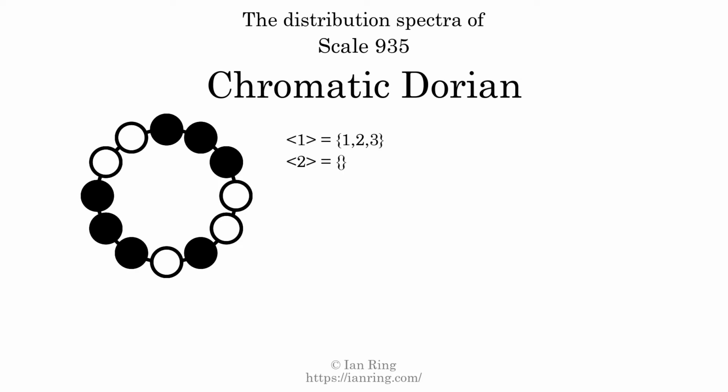The generic interval of 2 scale steps comes in 4 different specific interval sizes: 2 semitones, 3 semitones, 4 semitones, and 5 semitones. The spectrum width of this generic interval is 3.